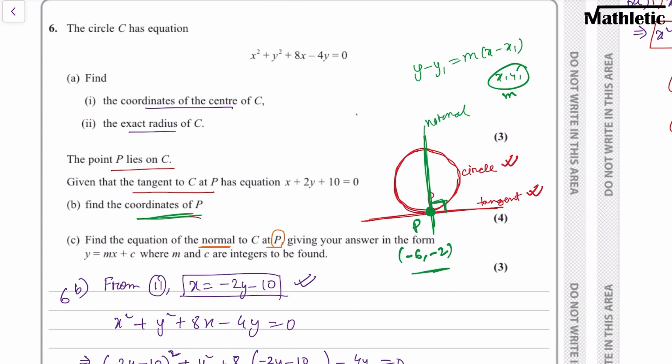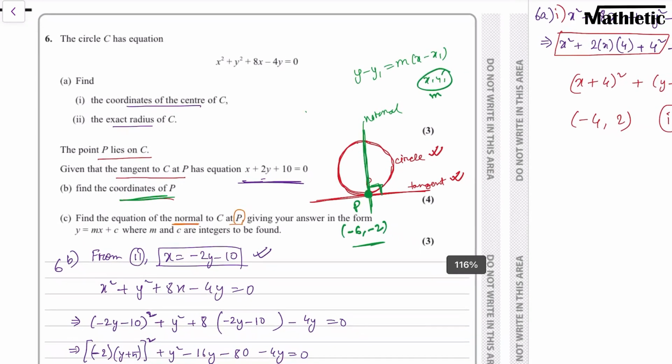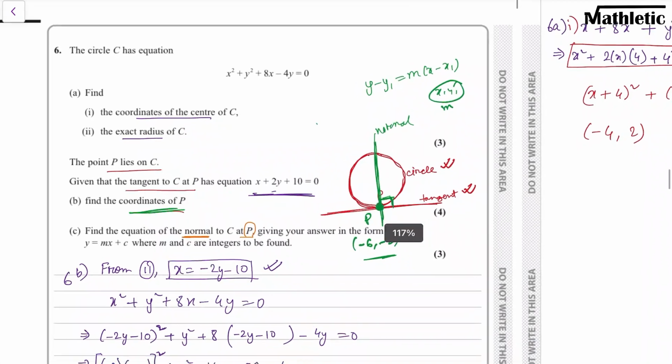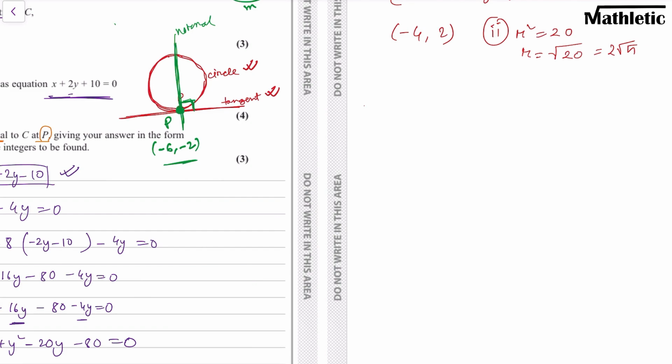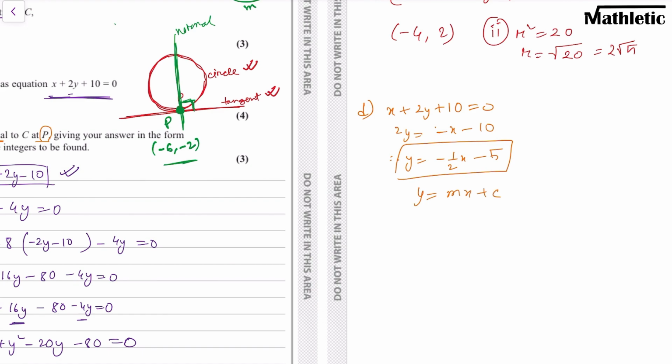So at first I will just find the gradient of this tangent. So from here, part D, this is the tangent equation. I will just make y the subject. So y is actually minus half x minus 5. So comparing this with the general format, y equals mx plus c, the gradient of this tangent is actually minus half, right? So tangent gradient is minus half.